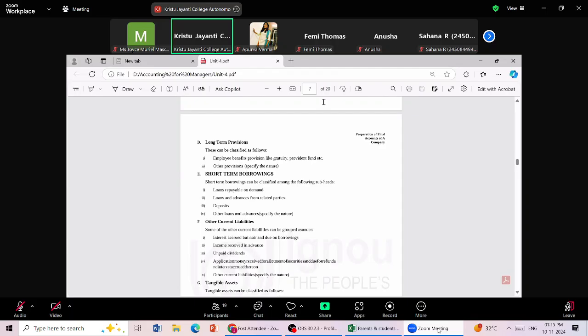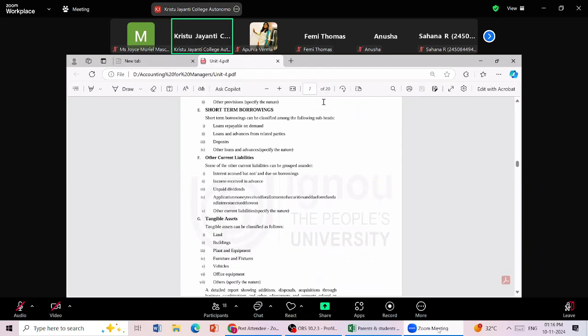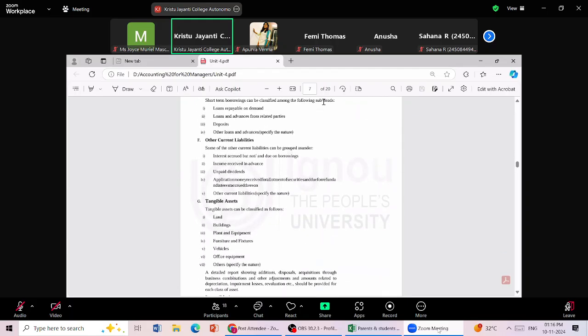Short-term borrowing: here are the same loans which have been given for a short term. Any deposits or any other item you can bring under short-term borrowing. And other current liabilities, if you see, include income received in advance, unpaid dividend, the dividend which is not being paid, and interest accrued but due on borrowing. These items you can show under current, which means the settlement is still not done. Over a short period of time, any item you can show under current liability.